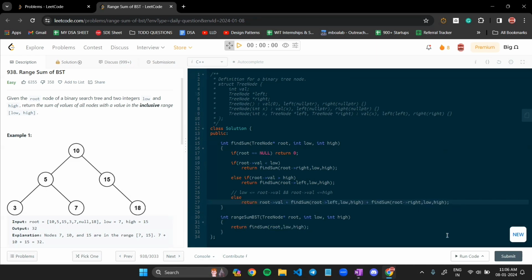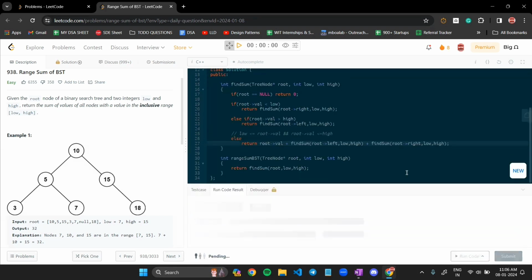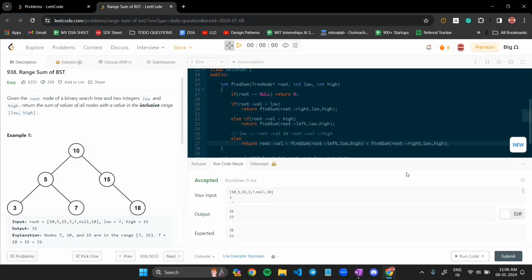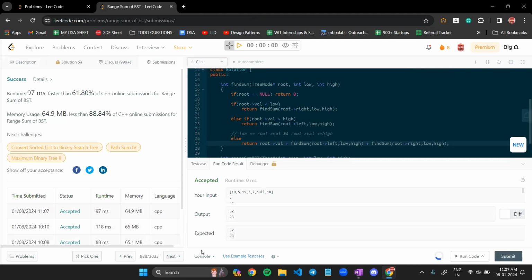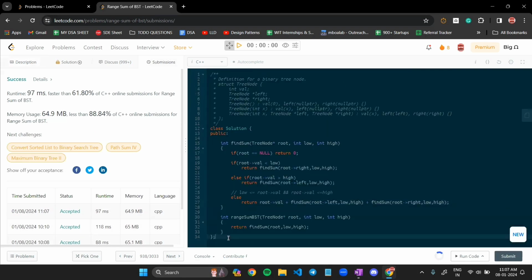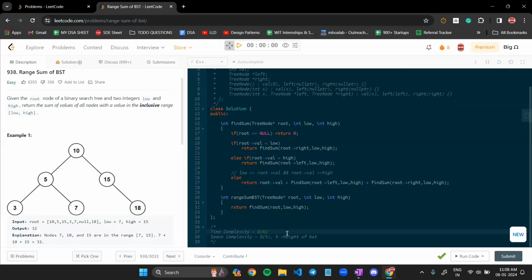Okay. So now let's run this code. So it's giving the correct answer. Let's submit it. So it got accepted. Talking about the time complexity and the space complexity, the time complexity is order of n.